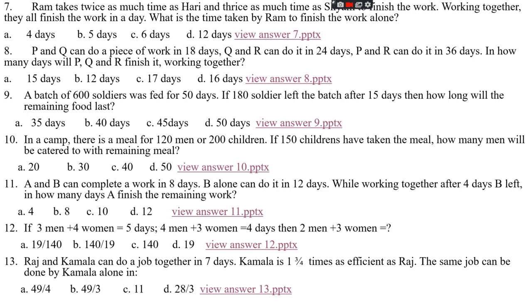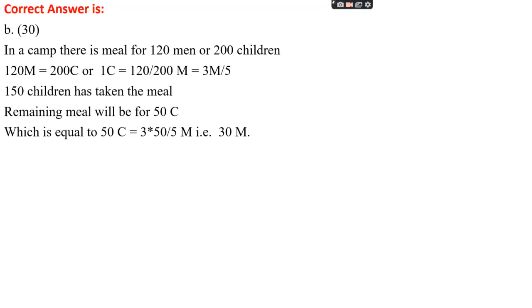Question number 10. In a camp, there is a meal which is either sufficient for 120 men or sufficient for 200 children. If 150 children have taken the meal, how many men will be catered to with the remaining meal? Option A 20, option B 30, option C 40, option D 50. The right answer is option B, that is 30.